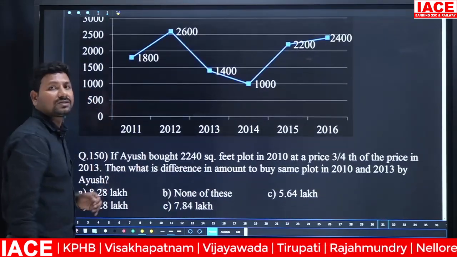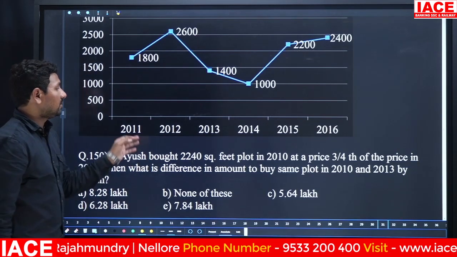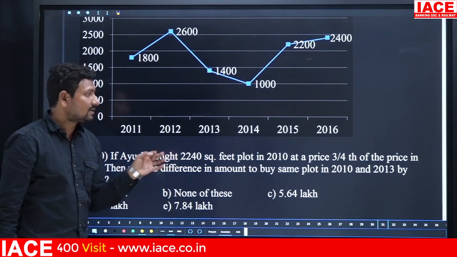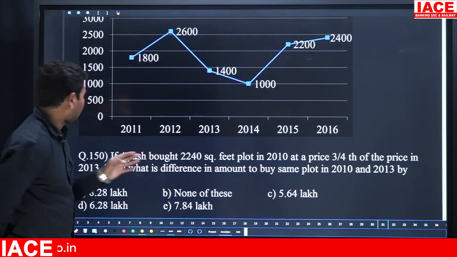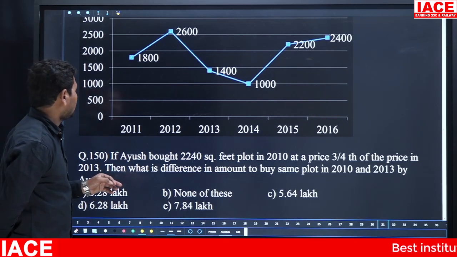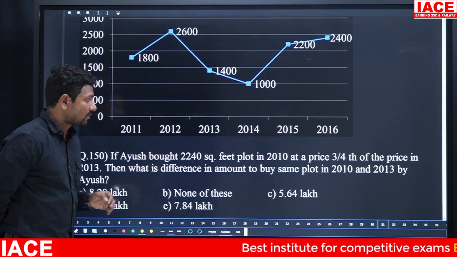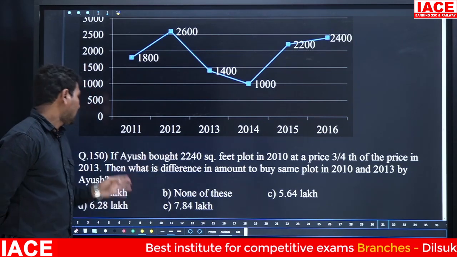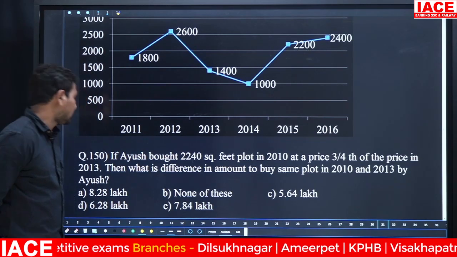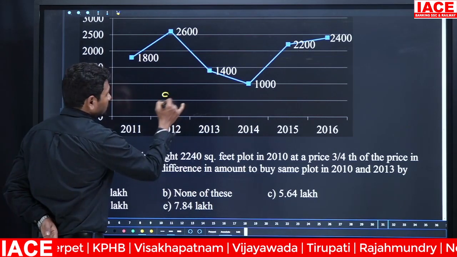For the same data, next question. If Ayush bought a 2240 square feet plot in 2010 at 3/4 of the price in 2013, in 2013 how much is it? 1400. And Ayush bought the 2240 square feet plot in 2010. Then what is the difference in amount to buy the same plot in 2010 and 2013 by Ayush? Okay, then the same plot, 2240.